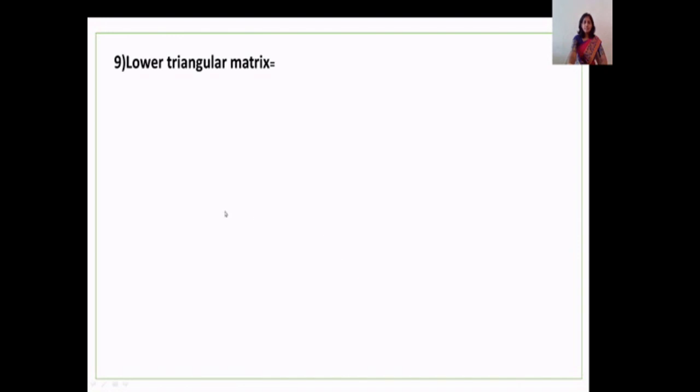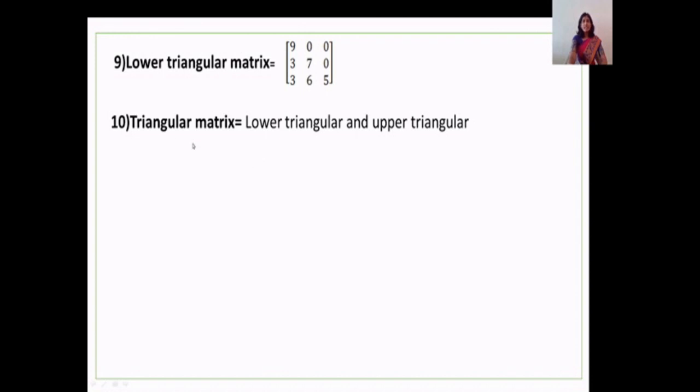Then next, lower triangular matrix. What is a lower triangular matrix? This is an example of a lower triangular matrix. These are the diagonal elements 9, 7 and 5. Above the diagonal elements, these 3 elements are 0. So it is called a lower triangular matrix. Then next is triangular matrix. Lower triangular and upper triangular, both these matrices are called triangular matrix.